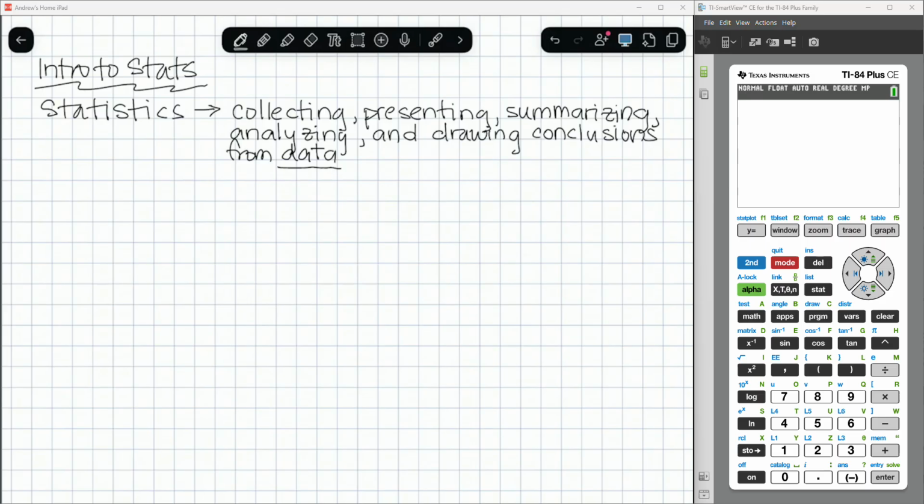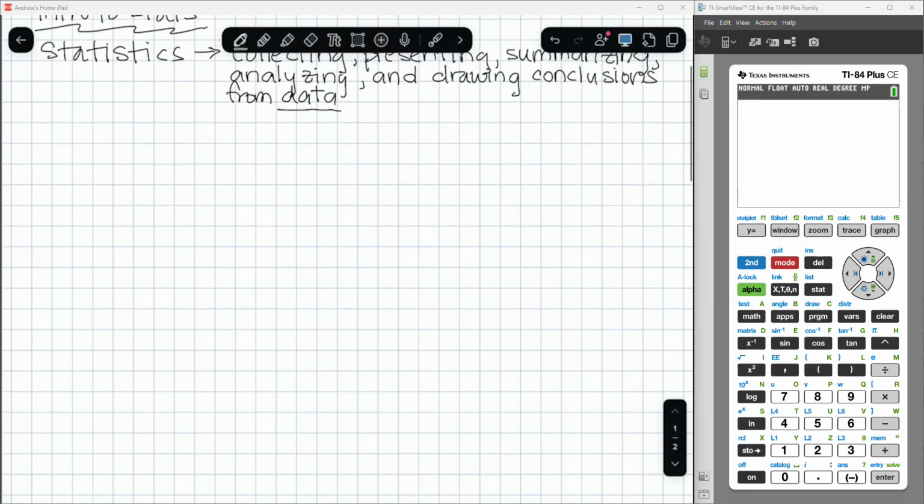So stats really is all about data or information. How do we collect it? Where does it come from? How do I share it with others? How do I summarize and analyze it in meaningful ways? And then how do I take that data that was collected from a limited number of people or items and expand that into conclusions about an entire group of people?